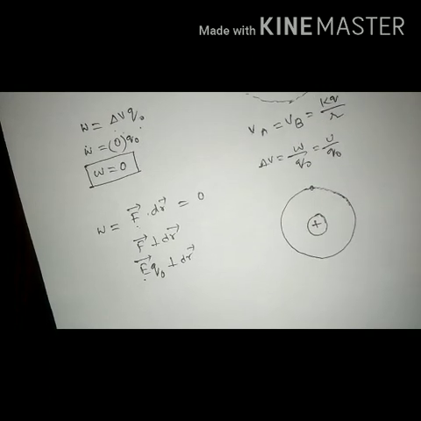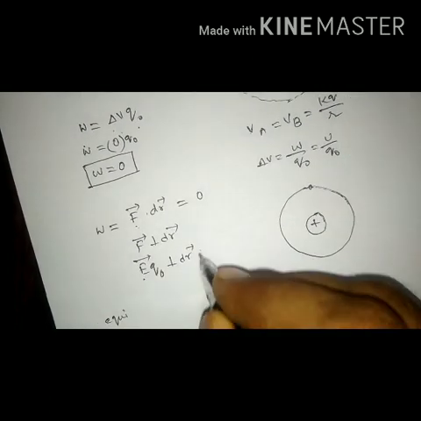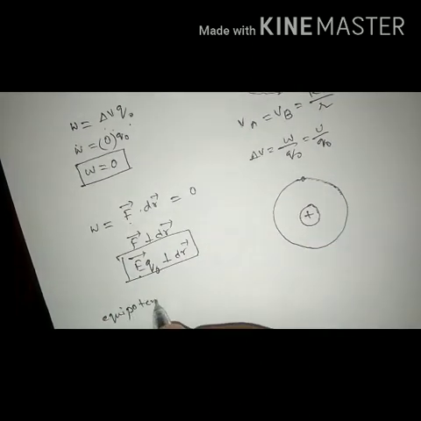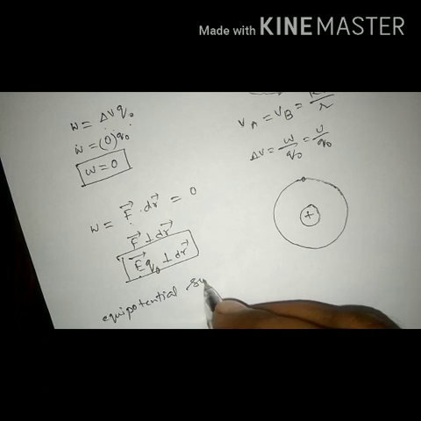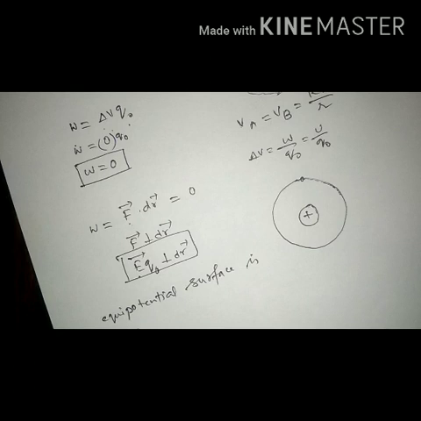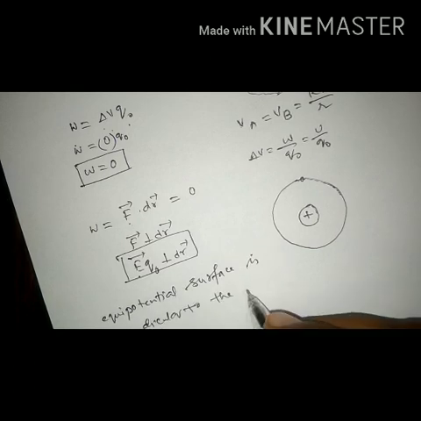So like this we can say that the conclusion we are going to conclude is that the equipotential surface is perpendicular to the electric line of force.